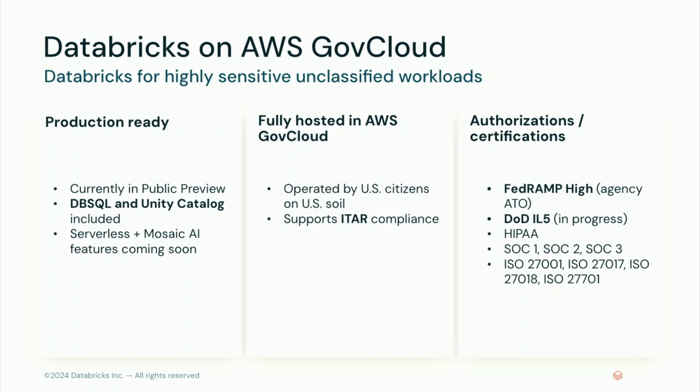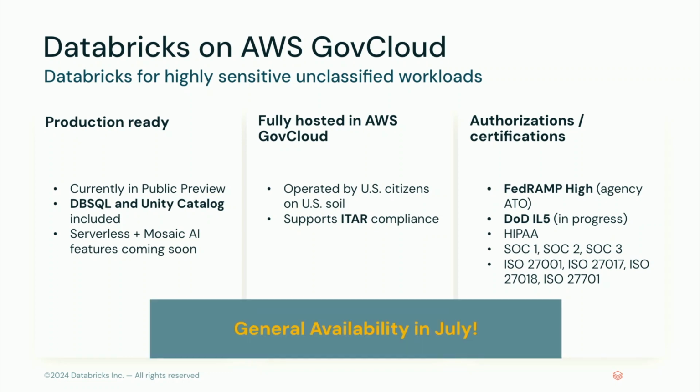And there would not be a good presentation without an announcement. So I'm glad to announce that the general availability of Databricks on AWS GovCloud is coming this July. So we will declare GA later on in July.